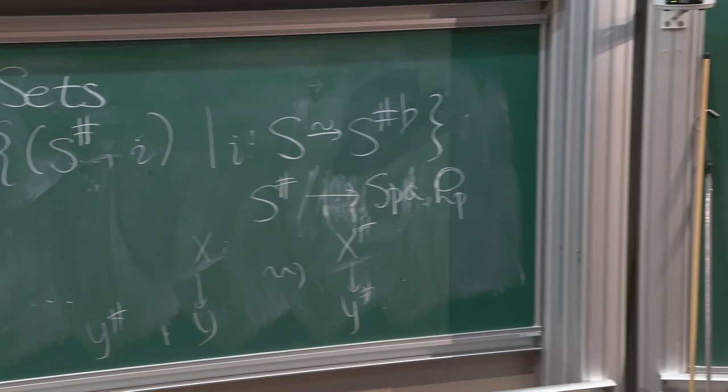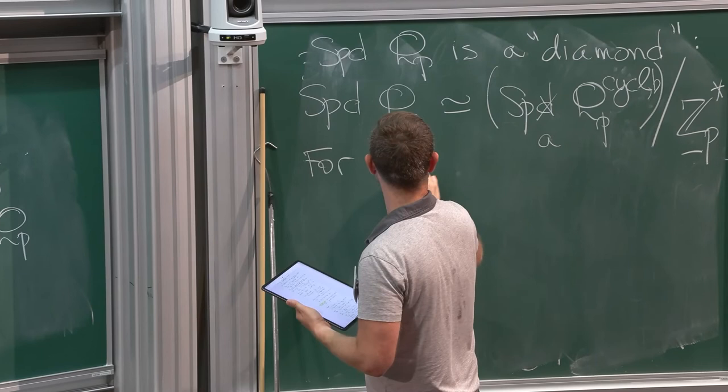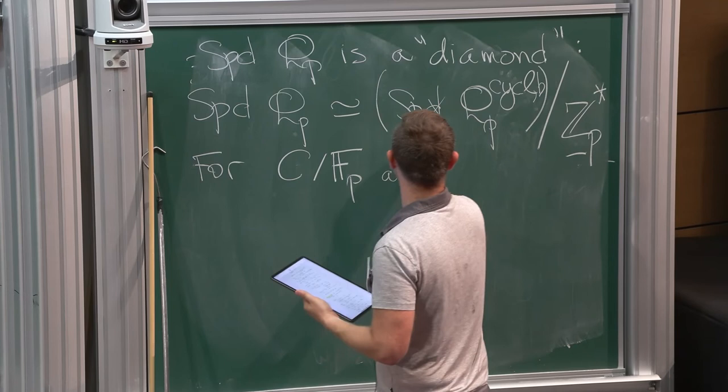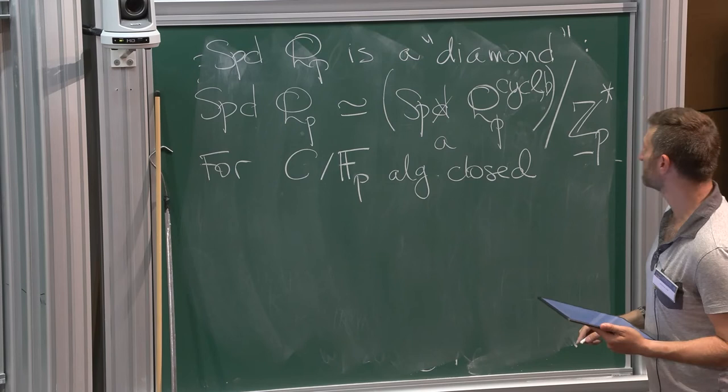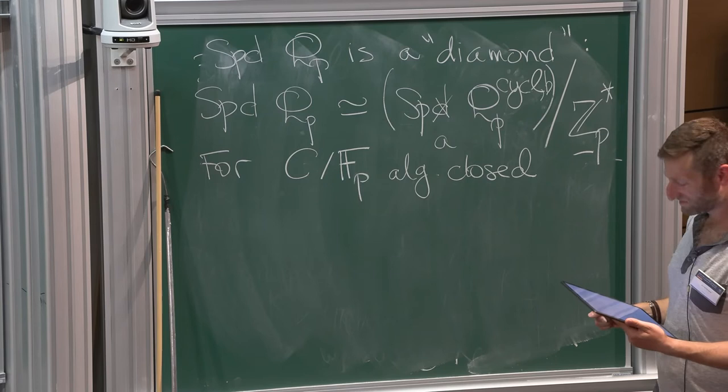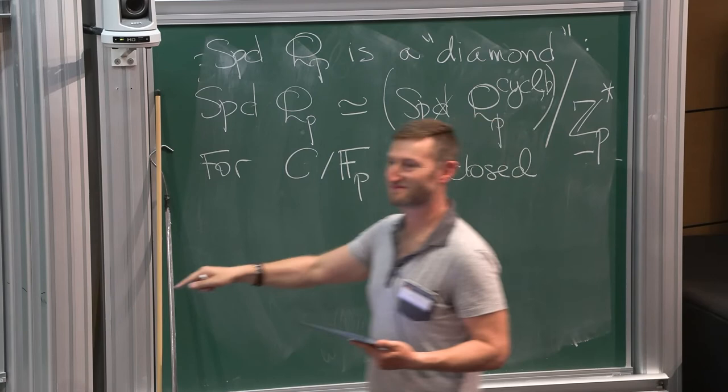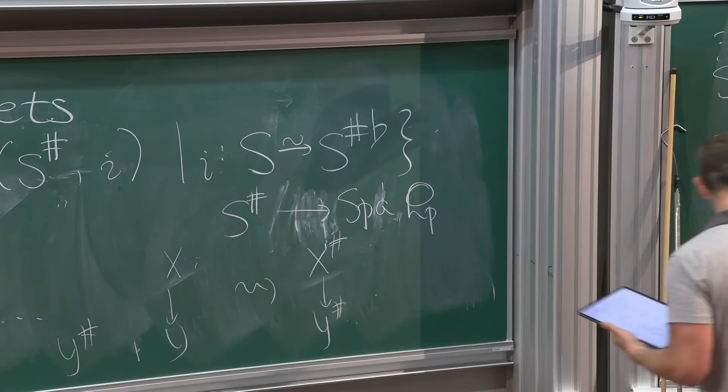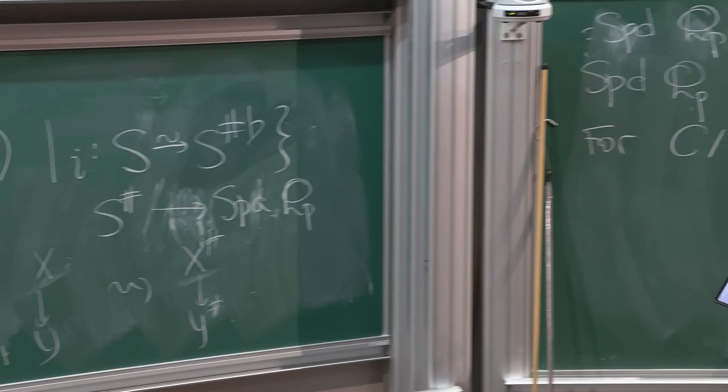Let me make this even a little more explicit. Right, but actually it doesn't matter because of this equivalence. If I have a morphism to the tilt, then I automatically get an untilt. No, it's very confusing.